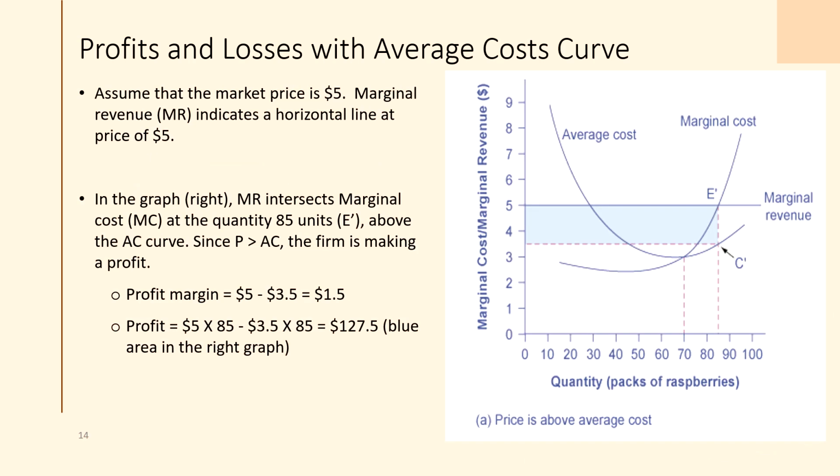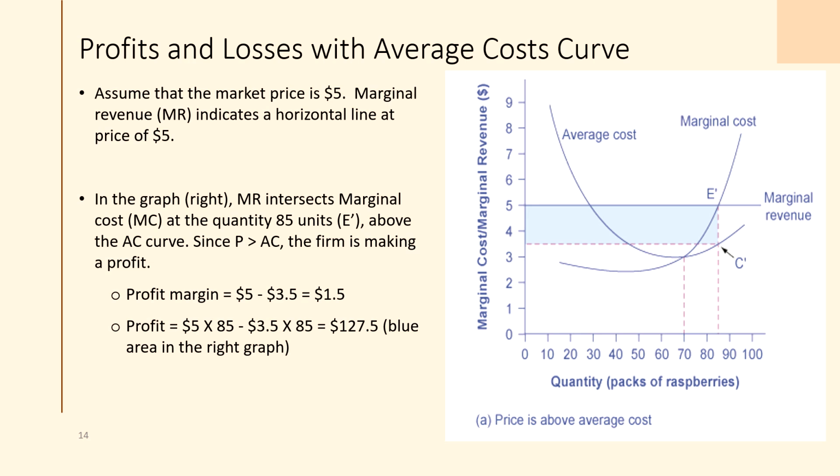Now let's carefully analyze the case where the firm is making a profit. In this situation, the market price is $5. As we discussed earlier, the firm still follows the same rule and produces the quantity where marginal revenue equals marginal cost. The optimal quantity is 85 units. At that output level, we compare the market price with the average total cost.